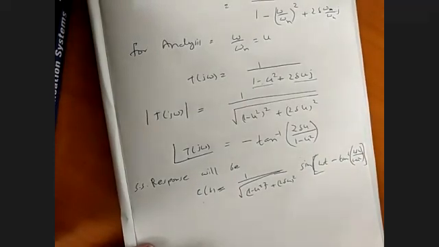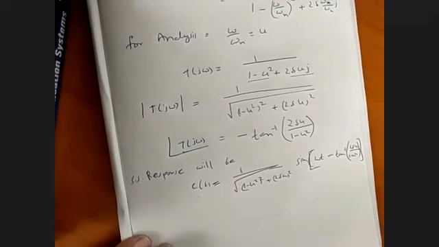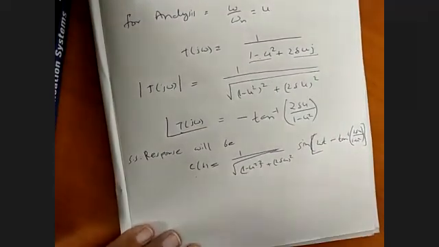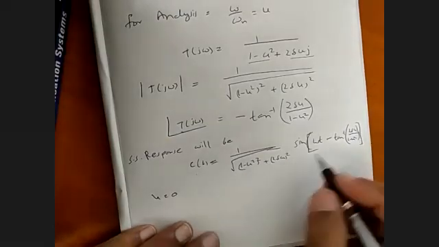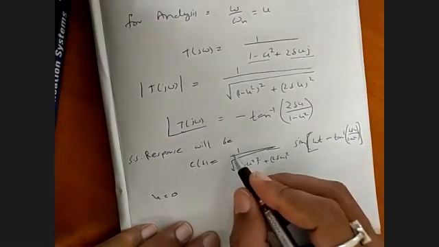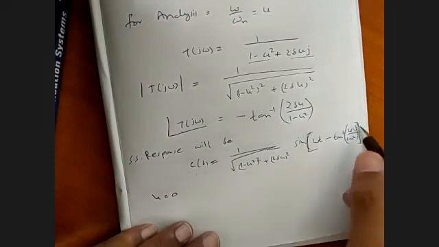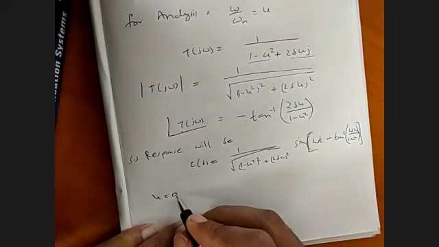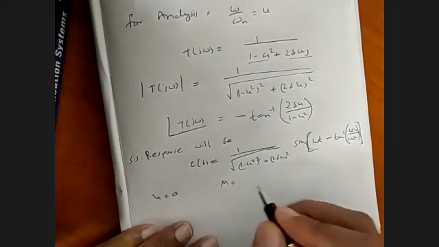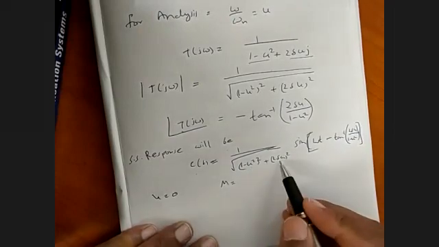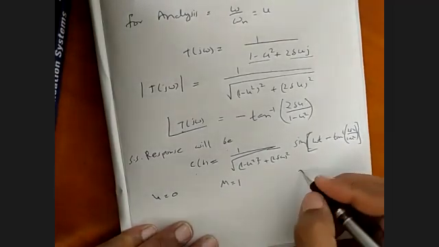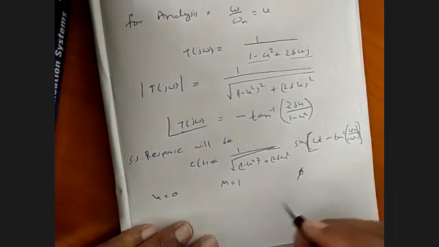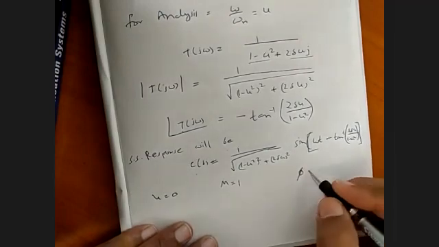This is your response for the system. So if u equal to 0, when we put, this will be your M and this will be your phi. So when u equal to 0, this will become 0, this will become 0, so under root 1. That means M will become 1 and phi is tan inverse 0 by 1, that is 0, so that is 0 degree.